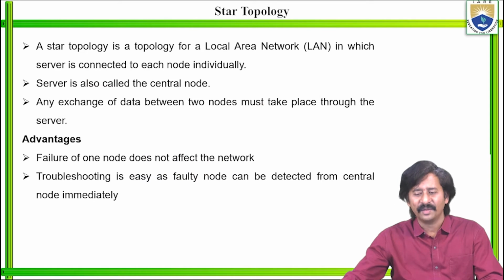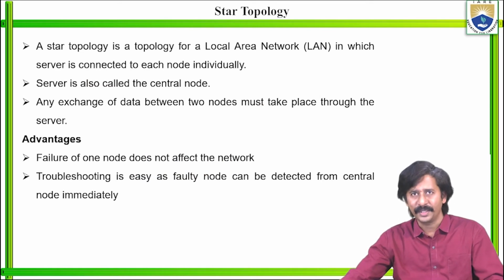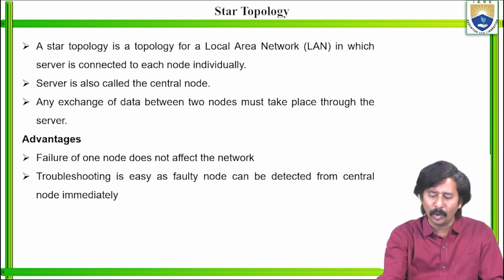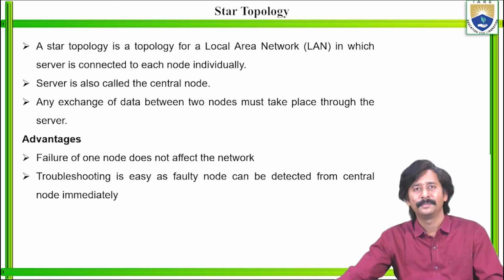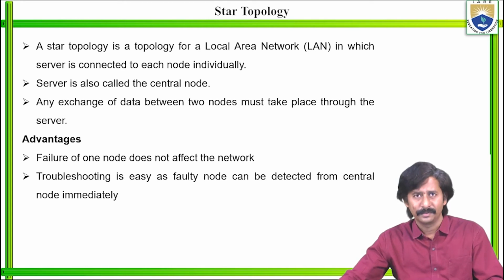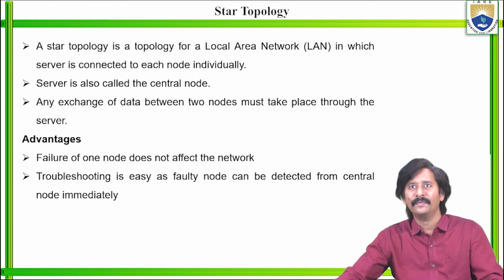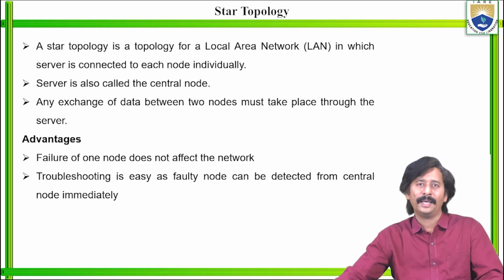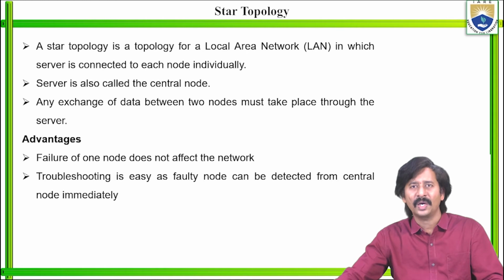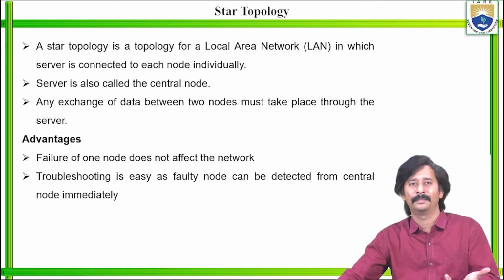What are the advantages of this star topology when compared to the bus topology? Failure of one node doesn't affect the network, because all the nodes are maintained by one particular server node. So if any node is damaged or fails, the data exchange between the various nodes may not be disturbed.